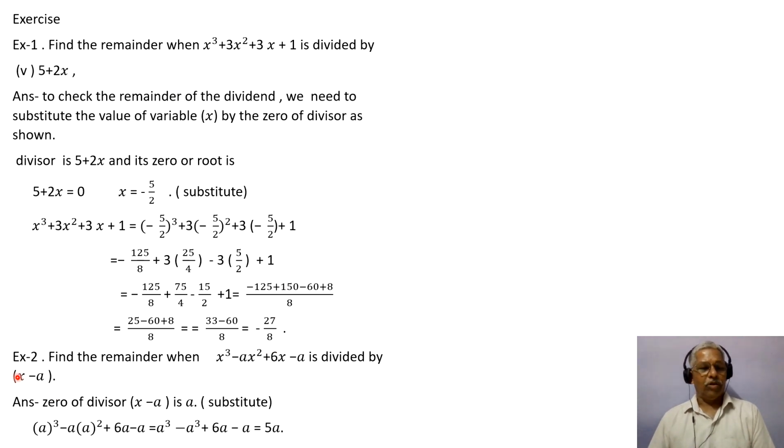Got it? Now, second example: find the remainder when x cube minus ax square plus 6x minus a is divided by x minus a. Answer: the zero of the divisor x minus a is a. Substituting, this will be a cube minus a into a square plus 6a minus a. So this is a cube, and this will also be a cube with minus sign, plus 6a minus a. So a cube goes. 6a minus a is 5a. This is the answer. Very simple.